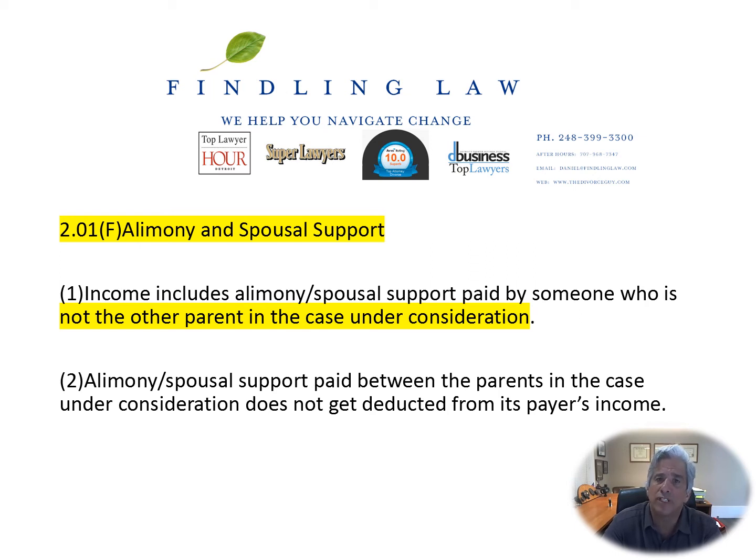But under the 2021 Michigan Child Support Formula Manual, if you're paying alimony to your former spouse, that is, in this case, the case that we're dealing with right now, it is not a reduction of income for child support purposes. However, if you're paying alimony to someone other than your spouse, maybe you're divorced twice, and you have an alimony payment from your first marriage, that is a reduction of income.